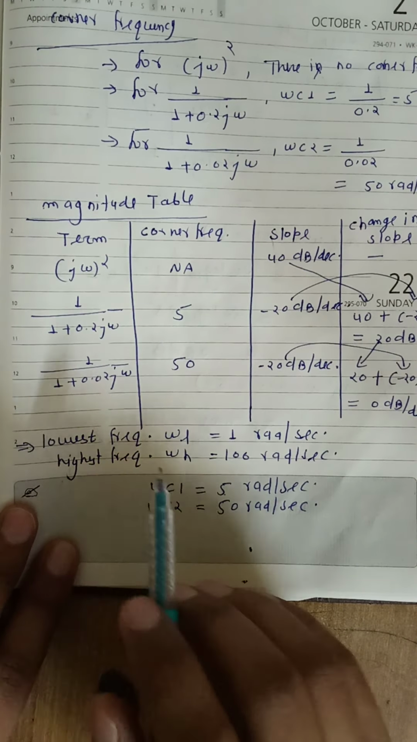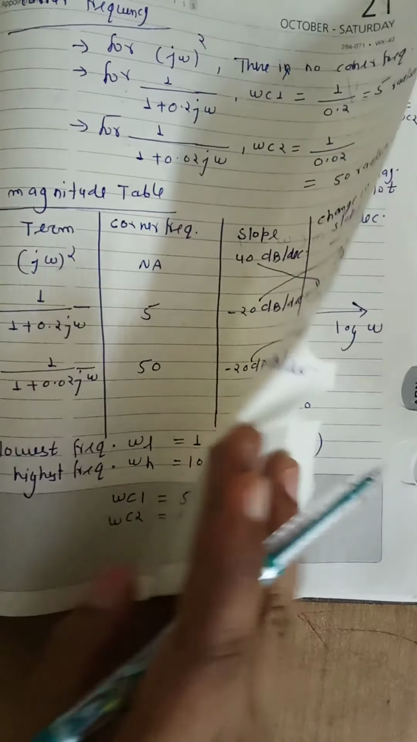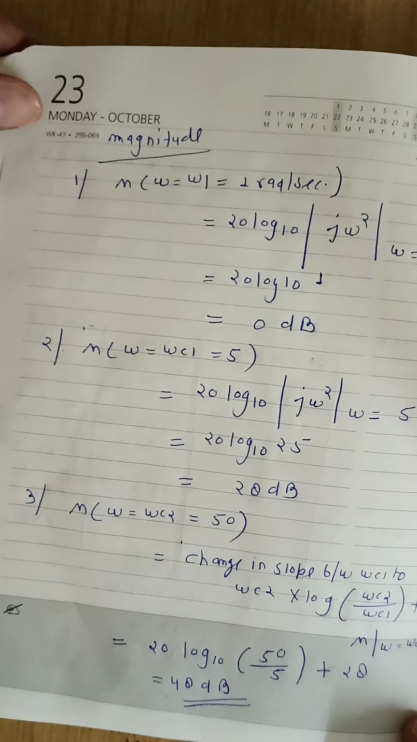Highest frequency, here I am considering 100 radian per second. Means highest frequency must be greater than 50 radian per second, because it is a second corner frequency. You can consider any value more than 50 radian per second. Here I am considering 100 radian per second, so that calculation will become simple. So we have first frequency, second frequency, third frequency and fourth frequency. Now let us see how we can define magnitude for each frequency.